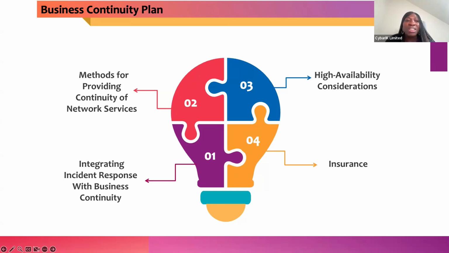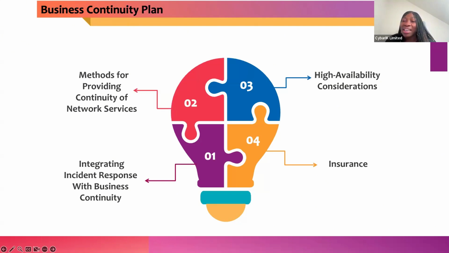Ensuring that we have methods in place for providing continuity of network services. What redundancy do we have in place? Ensuring that when there's a downtime, we understand what to do. What are the routing methods that are available? Do we have high availability considerations?